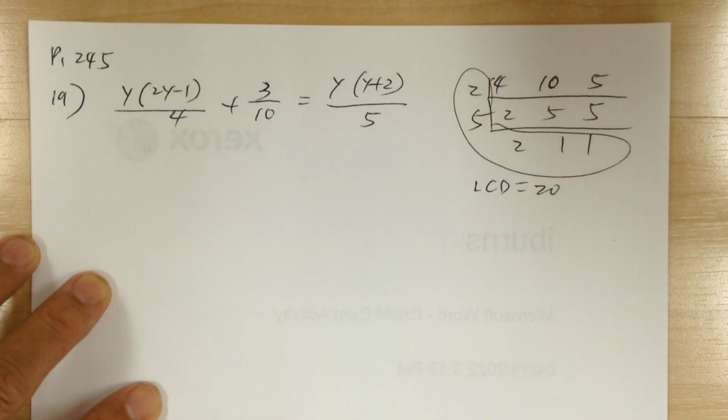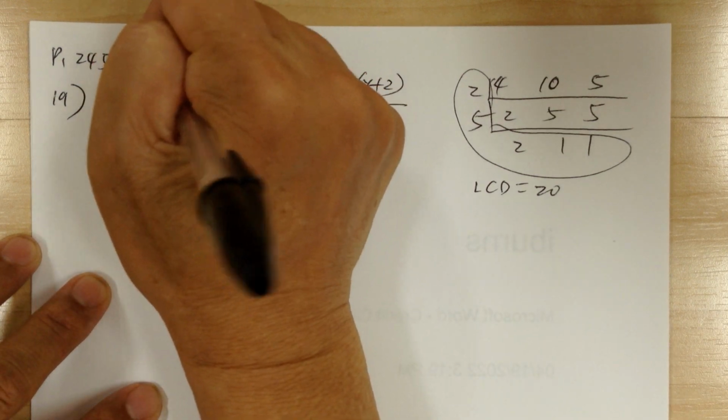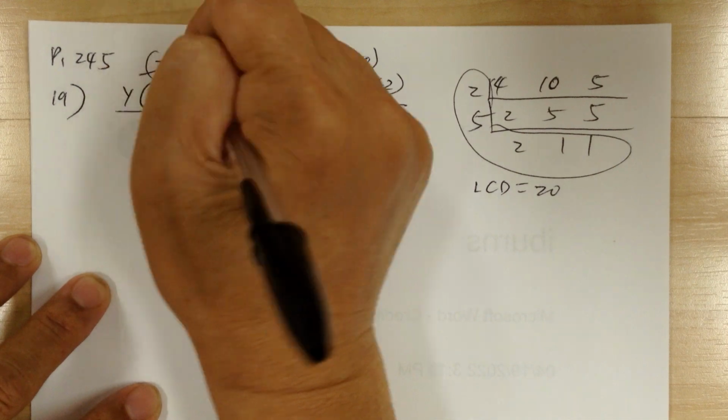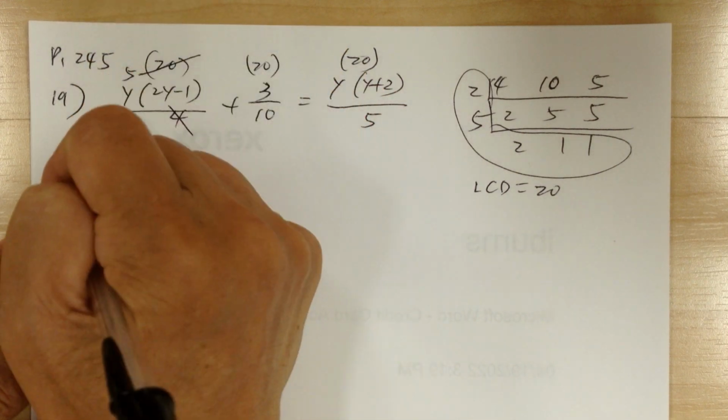Okay? So multiply by 20. So this cancels, will give me 5.